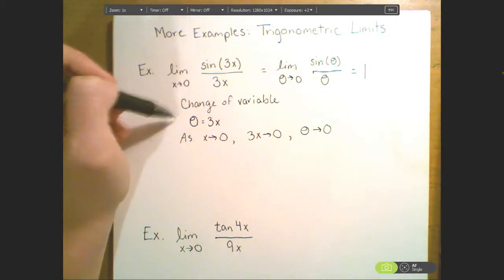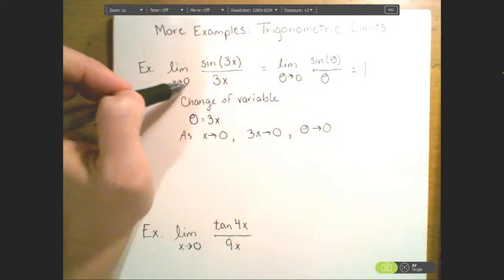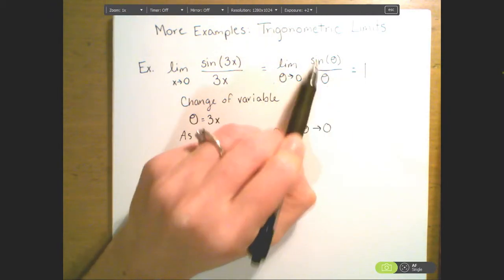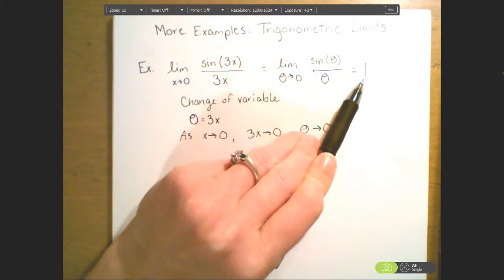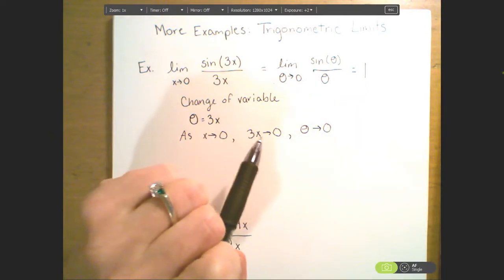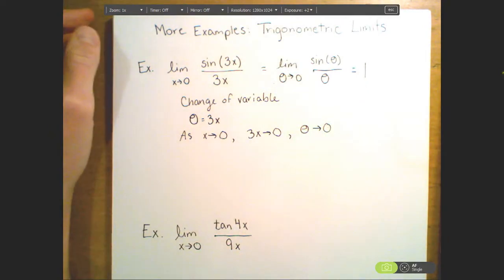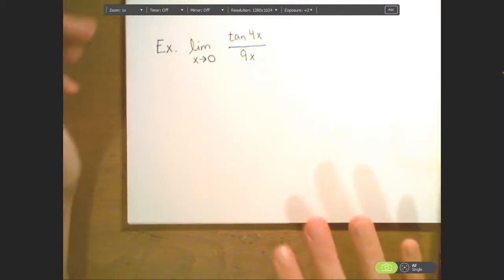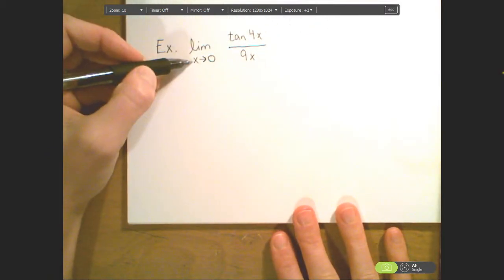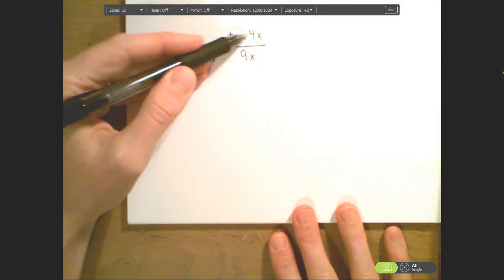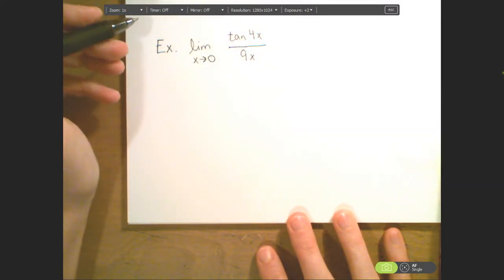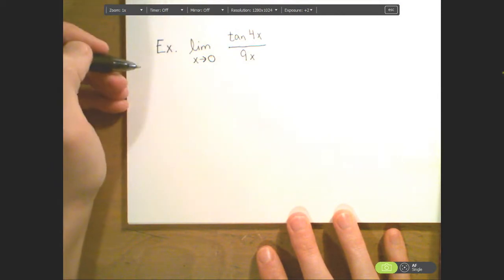So by our change of variable technique, we rewrote this limit to be a limit with a new variable that we knew how to compute the limit of. So this is a limit of 1. That's one example. Let's see that in a more complicated example. So let's take a look at the limit as x approaches 0 of the tangent of 4x divided by 9x. This looks crazy and complicated, and I'm going to break it up into a couple of pieces.